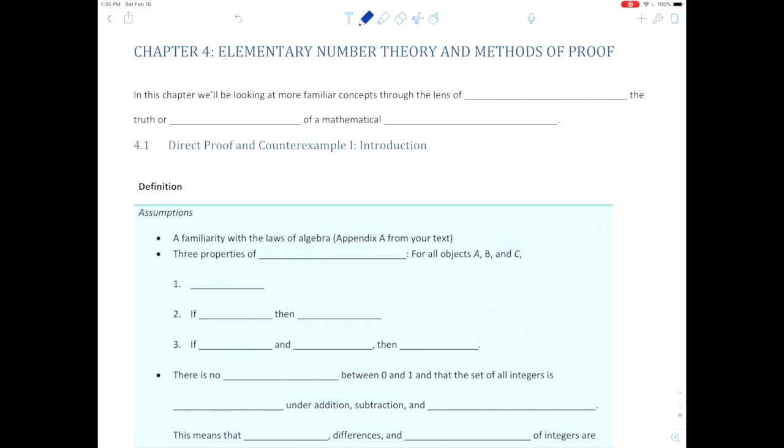We will be starting chapter 4 now from the Susanna Epp book, Discrete Mathematics with Applications. We'll be looking at elementary number theory and methods of proof. So now we'll be looking at more familiar concepts through the lens of determining the truth or falsity of a mathematical statement.